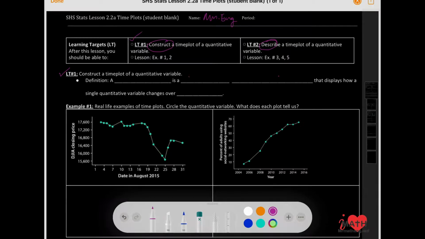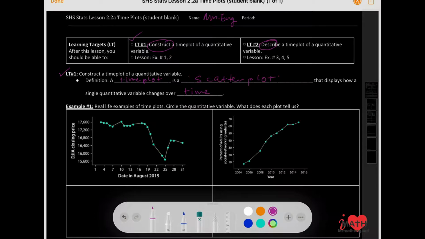Okay, what is it? A definition of a time plot is a scatter plot that displays how a single quantitative variable changes over time.